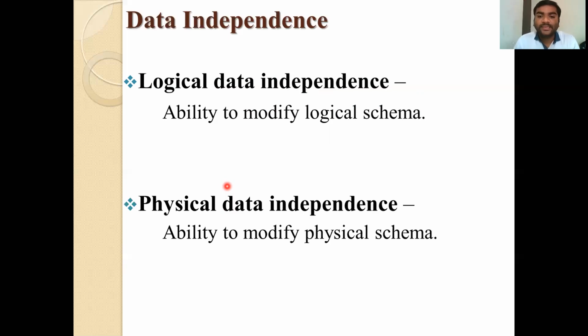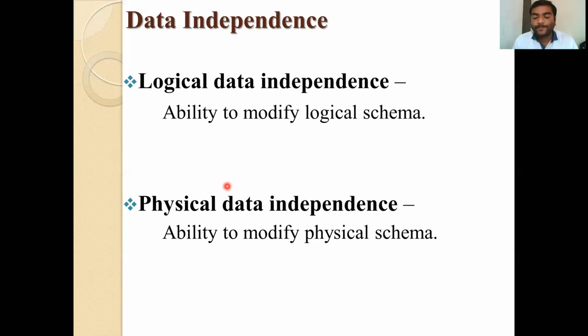The second type is physical data independence. It is the ability to modify the physical schema. When any changes are made at the physical level, that is known as physical data independence. It means we are going to modify the physical level. What is logical data independence? When the database administrator modifies the logical level, that is known as logical data independence.